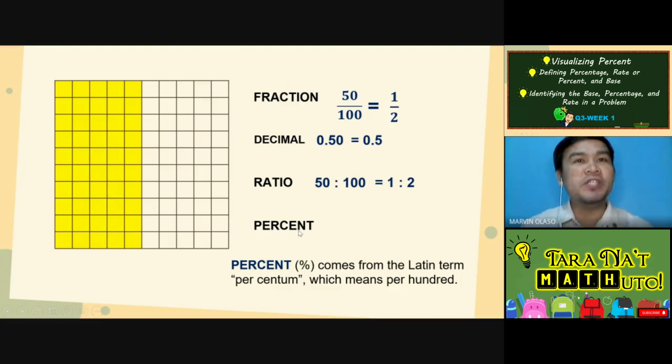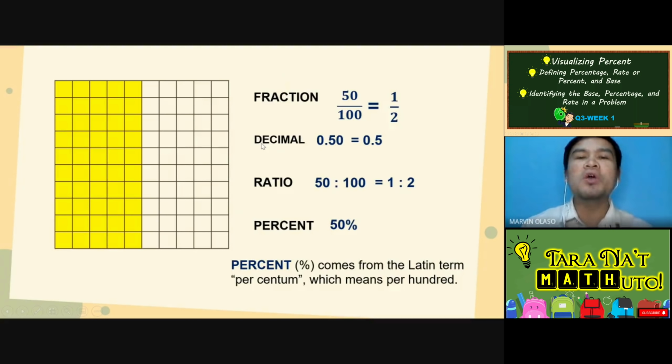Again, when we say percent, it is related also to 100. Out of 100, only 50 were taken in the figure. So we have now the answer that the figure shows 50%. Well, madali lamang pag ina-identify natin o chine-change natin ang percent given na ang decimal. Balik tayo doon sa decimal.